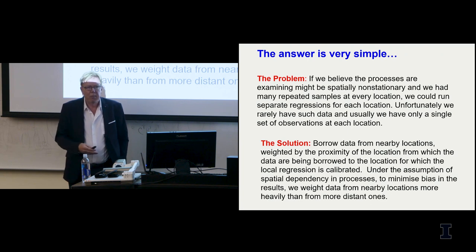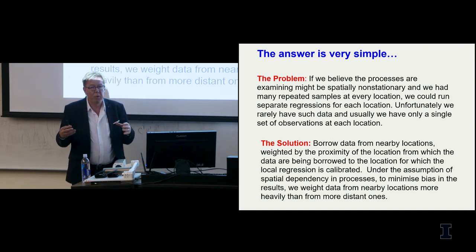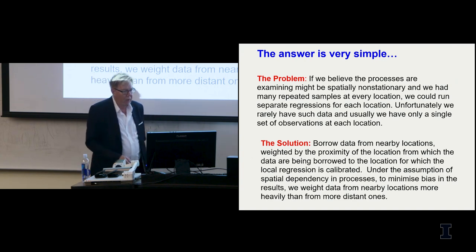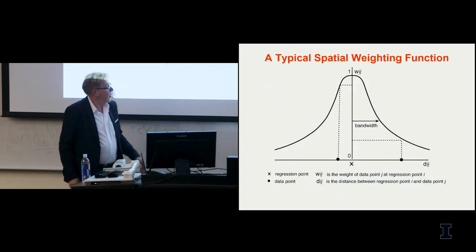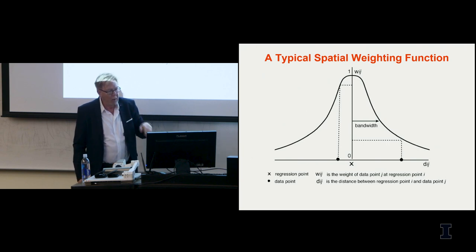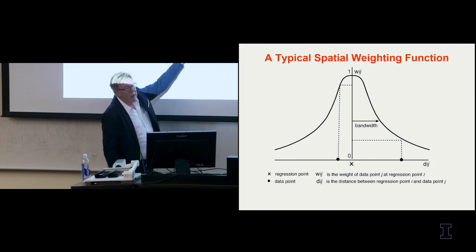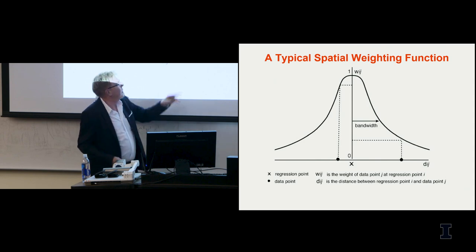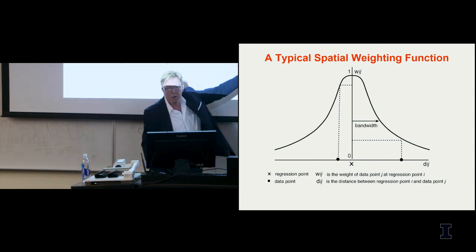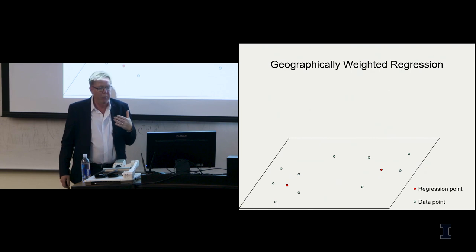And under the assumption that there's some kind of spatial dependency in the processes that we're looking at, in order to minimize bias, we want to just borrow data from nearby locations. We don't want to influence and unduly bias our local estimates by taking data from a long way away. So we come up with some kind of spatial weighting function where there's a regression point, there's our location where we want to estimate a local regression model, and we just weight the data nearby. So if the data here will be given a weight of 1, this point here, this location is quite close, it will be given a weight close to 1. The weights go from 0 to 1. And data which lie a long way from the regression point will be downweighted, they'll get a weight close to 0.